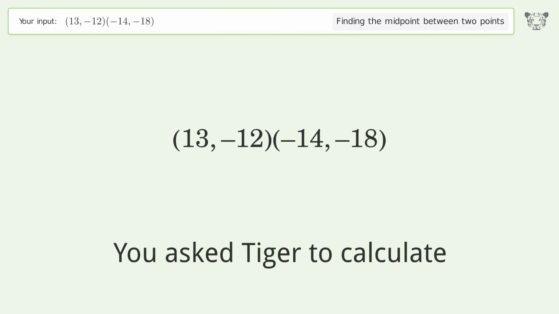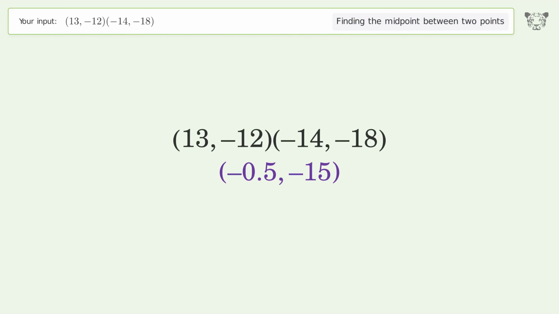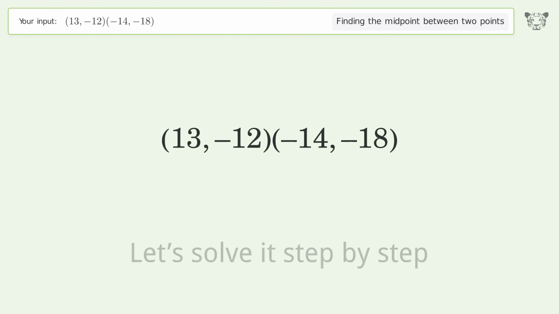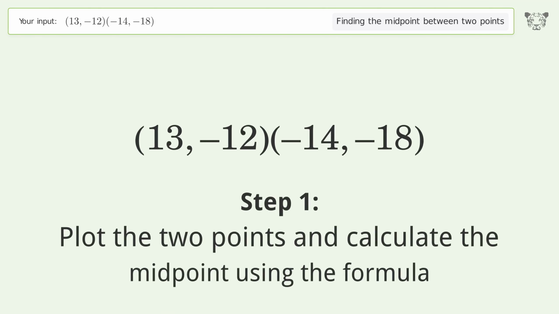You ask Tiger to calculate. This deals with finding the midpoint between 2 points. The midpoint between the 2 points is negative 0.5, negative 15. Let's solve it step by step. Plot the 2 points and calculate the midpoint using the formula.